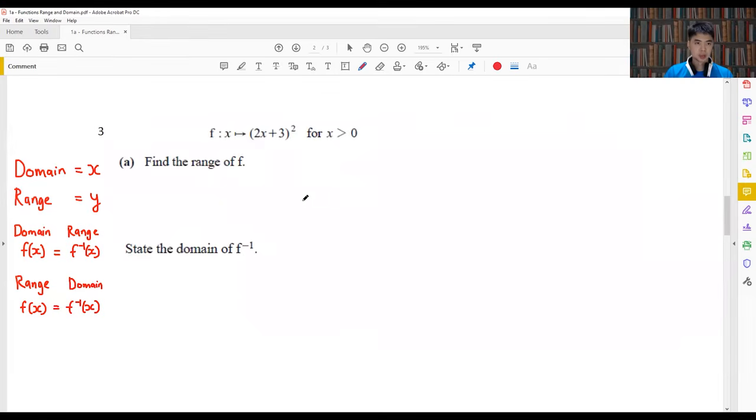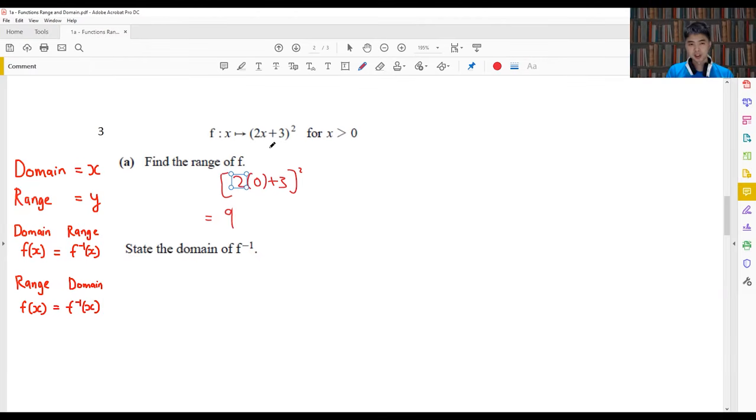Now, looking at the third question, find the range of f. Again, if we're asked to find the range, we can substitute 0 into our equation. 2 times 0 plus 3, squared, the whole thing, you would get 9. Okay, same logic as the question that we attempted earlier.